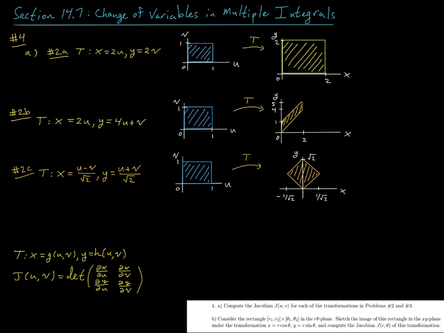All right, in this video, we're going to look at question 4, part A. It says to compute the Jacobian for each of the transformations in problems 2 and 3.